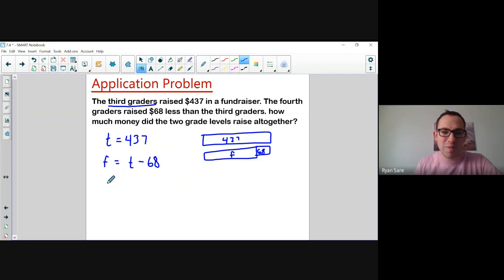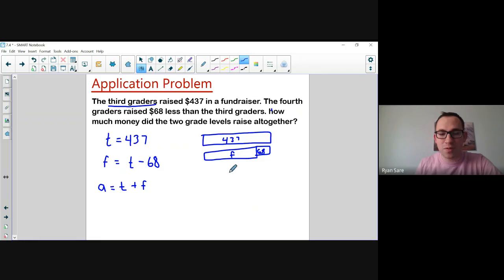And so, oh man, I'm out of letters. I'm just going to pick a letter A for answer. The answer of how much money did they raise altogether, this should be capitalized, is equal to how much the third graders raised plus how much the fourth graders raised. Okay, so I'm using variables to help me.